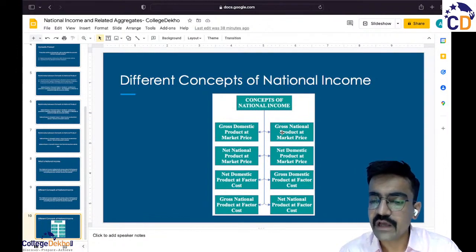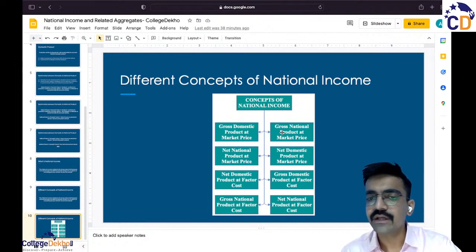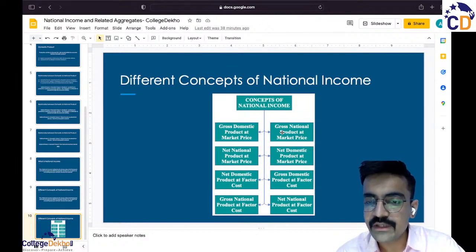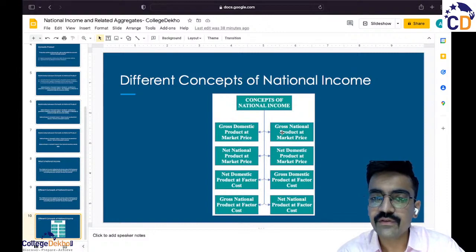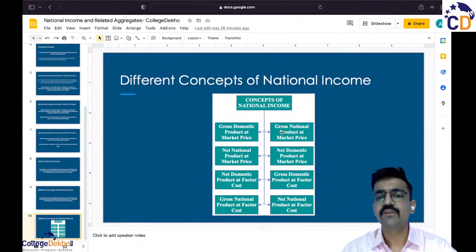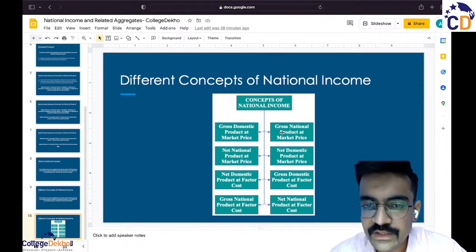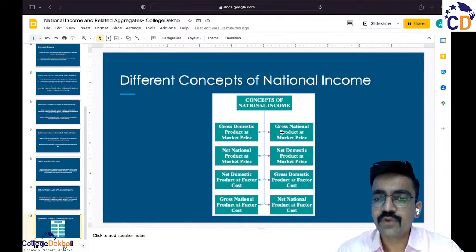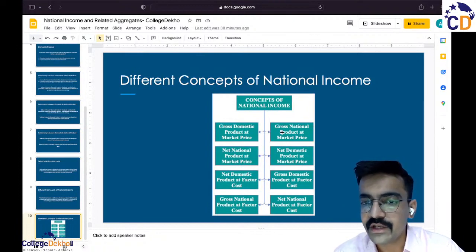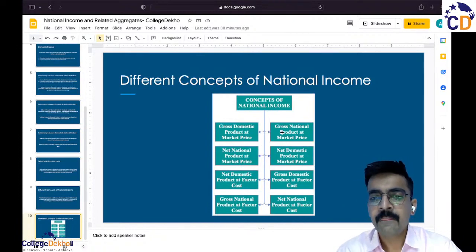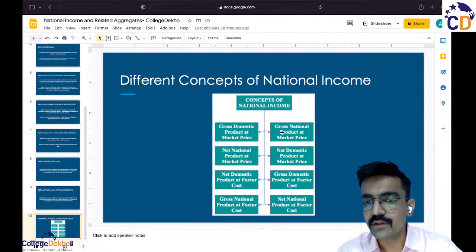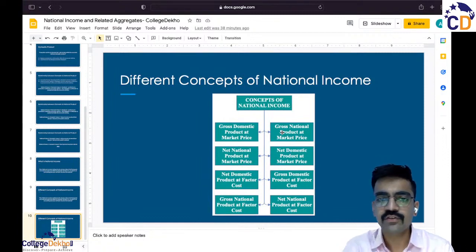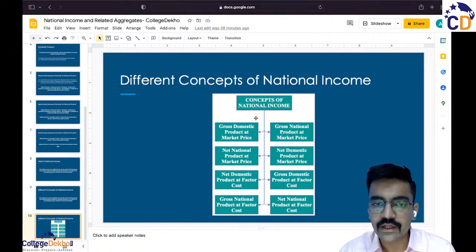And since it is the value of output that is being sold in the market, it is GDP at MP, right? Because what is gross domestic product? It is the value of all the goods and services that are being sold at the domestic level, right? So it would be gross domestic product at market price. Whatever the value of output is, which is being sold in the market. And from this value, which value? The GDP at MP, the gross domestic product at market price, this first concept, right?